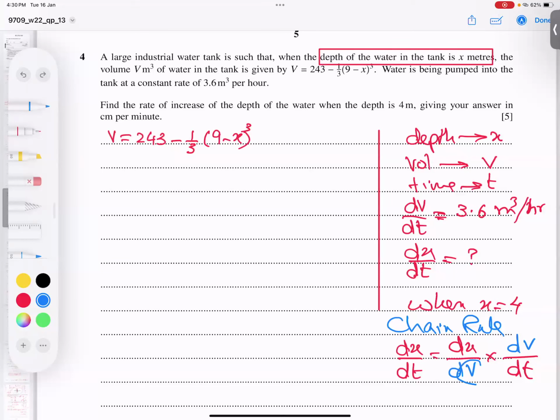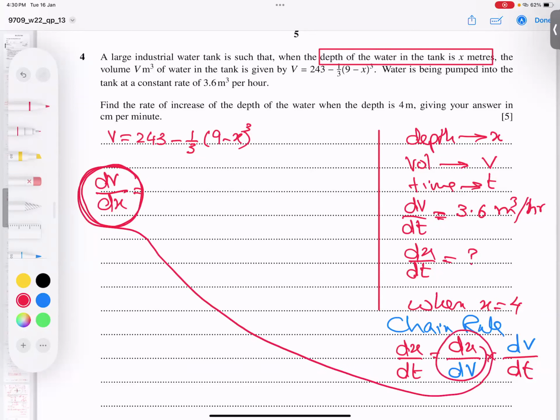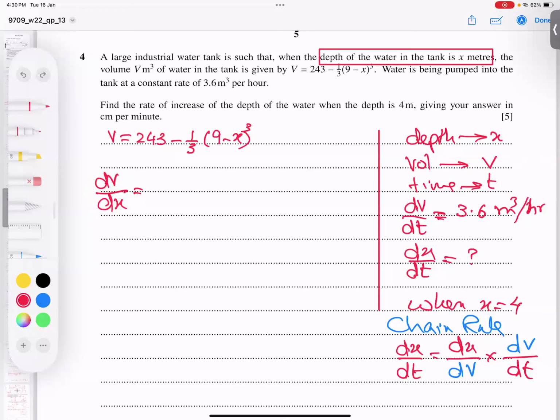V is for volume, X is for depth. So I will differentiate. The rule of the topic: the left-hand side variable goes up and the right-side variable goes down, dV by dx. We can reverse it later on. So it is dV by dx, but here we need dx by dV, so after getting the answer I will flip it.